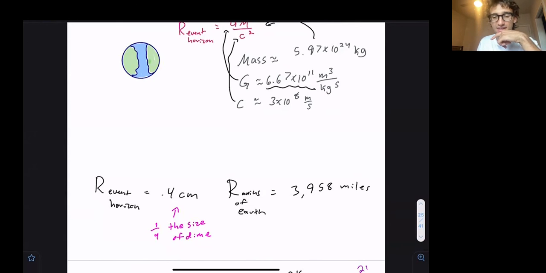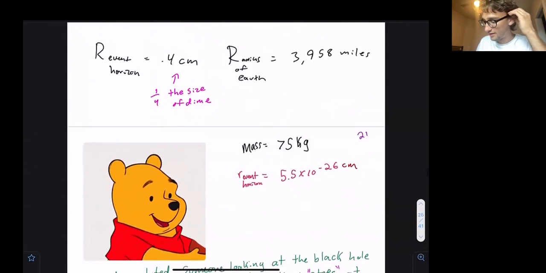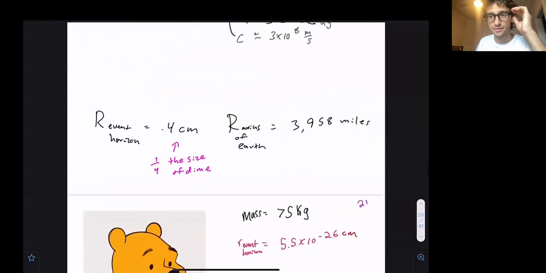Half a centimeter. Yeah, maybe a dime. Cool. Yeah, so that's the black hole. Does anyone have any questions about black holes?